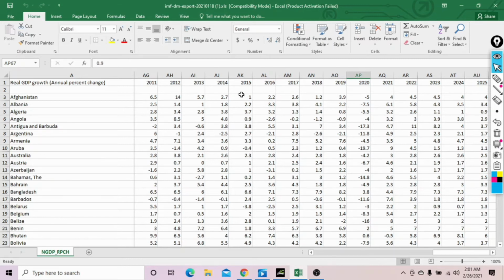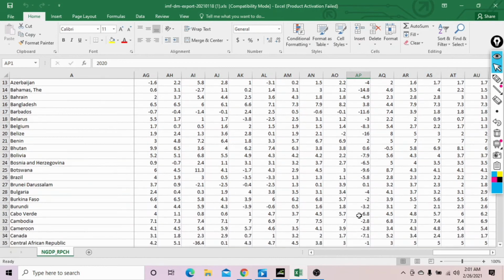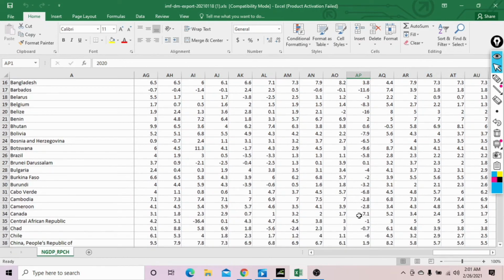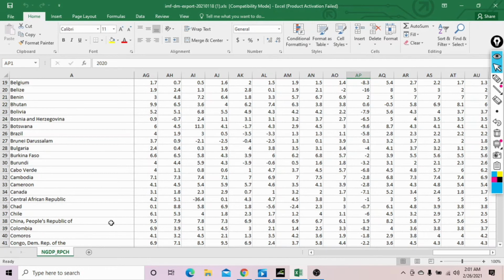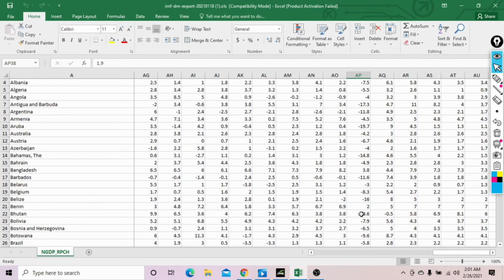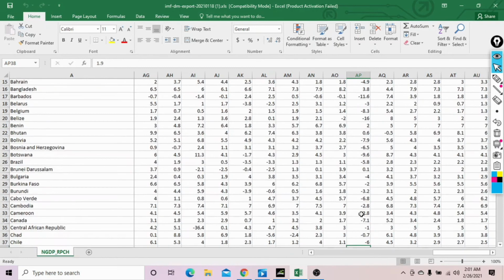This is the data from the IMF, the International Monetary Fund, in terms of the GDP. This is the GDP, these are the countries, and then these are the years. You can see here, 2020. Let's go to China for 2020, just to show you China had a positive GDP in 2020. Here is China, Republic of China, and then we go to 2020. Yeah, 1.9%.